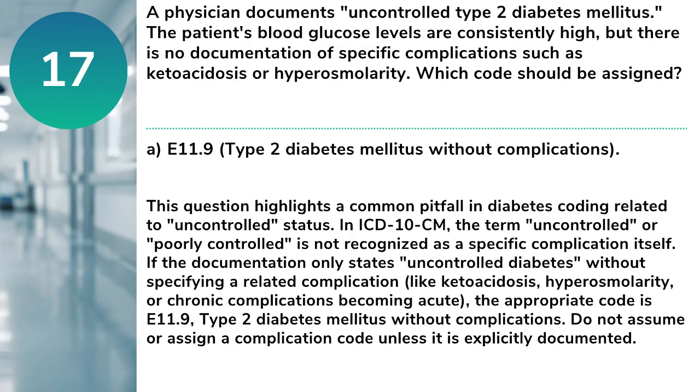Answer A. E11.9, type 2 diabetes mellitus without complications. This question highlights a common pitfall in diabetes coding related to uncontrolled status. In ICD-10-CM, the term uncontrolled or poorly controlled is not recognized as a specific complication itself. If the documentation only states uncontrolled diabetes without specifying a related complication, like ketoacidosis, hyperosmolarity, or chronic complications, the appropriate code is E11.9, type 2 diabetes mellitus without complications. Do not assume or assign a complication code unless it is explicitly documented.